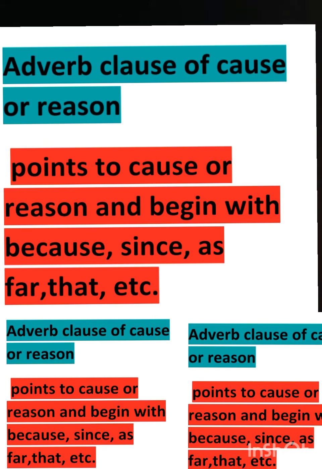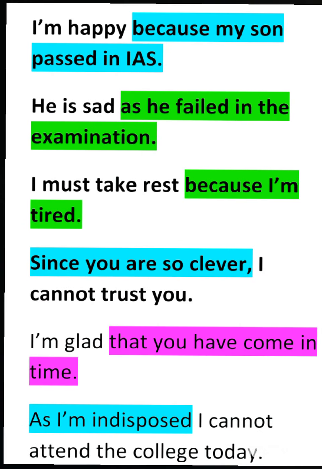Adverb clause of cause or reason. This points to cause or reason and begins with because, since, as, for, that, etc. Whenever we talk about adverb of cause, कोई रीजन के किसी कारण के लिए हम कुछ भी ऐसा कुछ बोलते हैं, तो that time we will use words like because, since, as, for, that, etc. Like, I'm happy because my son passed in IAS. He is sad as he failed in the examination. I must take rest because I'm tired.